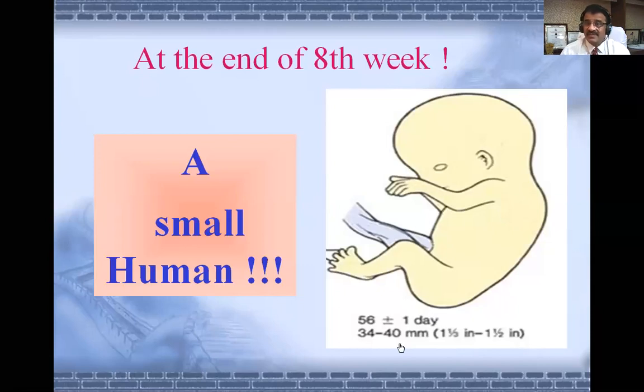By the end of the 8th week, you will have 56 plus or minus 1 day, 55 to 57 days. At that gestational age, 34 to 40 millimeters is the size of the fetus. So 40 millimeters means 4 centimeters. In inches, it is 1 1/3 inches to 1.5 inches. So a 4 centimeter baby you get.